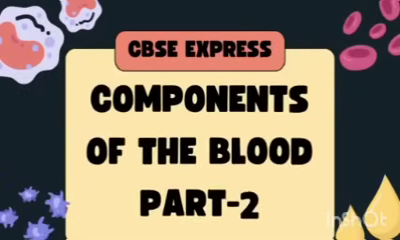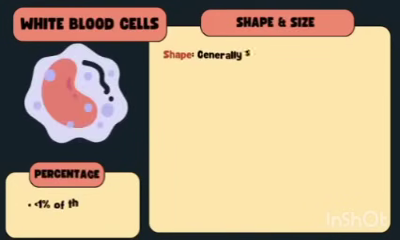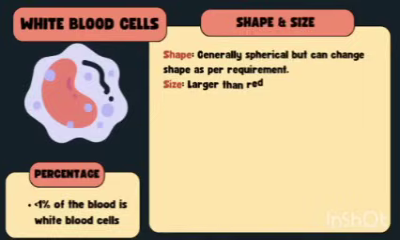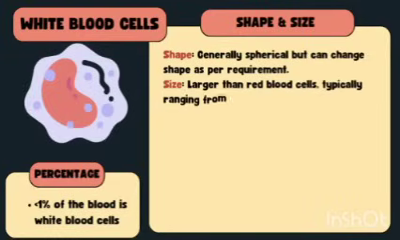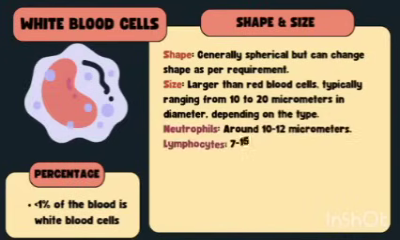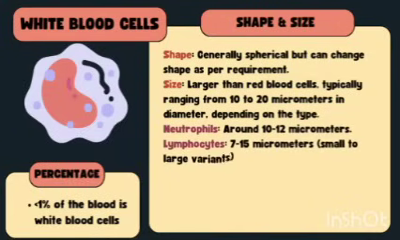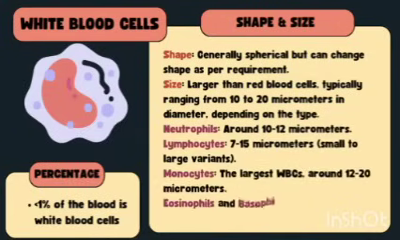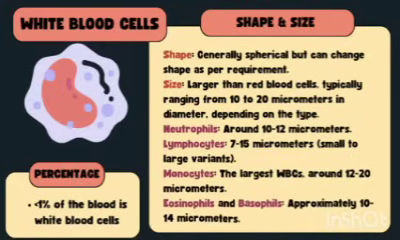Welcome to CBSE Express. In this part, we are going to study components of the blood, part 2, that is WBCs, platelets, and plasma. Let's begin with white blood cells. The shape of a white blood cell is generally spherical, but they can change shape as per requirement. The size is larger than red blood cells, typically ranging from 10 to 20 micrometers in diameter, depending on the type. They are of different types. That's why the size is also different.